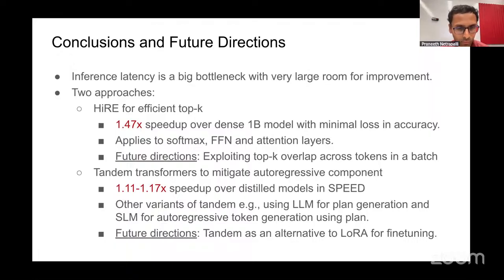The main idea here is to mitigate the autoregressive component by letting a small model generate autoregressively while enabling it to attend to the large model representations in its attention layers. And the architecture of Tandem itself seems fairly general, and hopefully can be used in many other contexts as well, including, say, as an alternative to low rank adapters for fine tuning on small scale tasks and so on. Maybe I'll stop here. I'm happy to answer any questions.